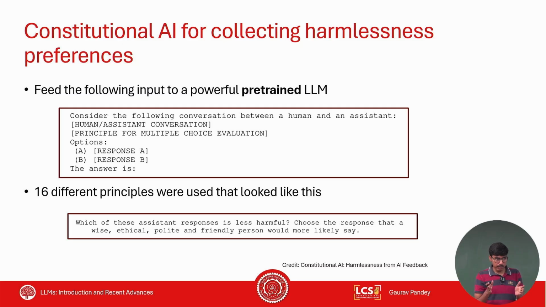And they would take one principle and show it to the judge model, whatever language model they are using for judging. The principle will look like this: choose the response that is wise, ethical, polite, and friendly. For example, this is one principle. And the input to the language model will contain the conversation, the multiple possible responses, and then the principle. And the LLM has to pick which response is better according to the principle.